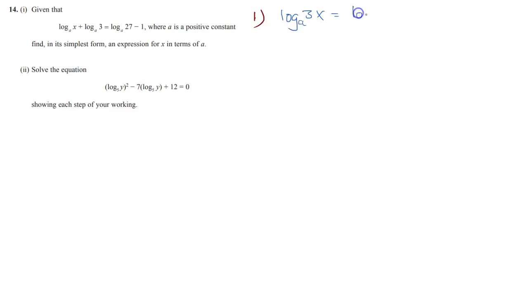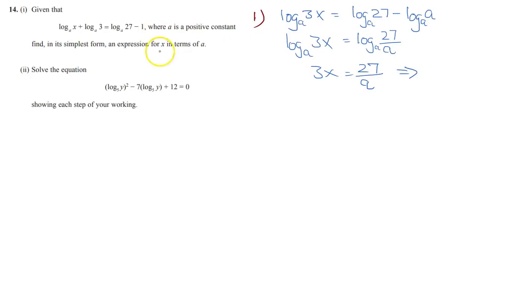is equal to log 27 base a, minus 1 can be written as log a base a. So log 3x base a is equal to log 27 over a, since log a minus log b is log a over b. So it means 3x is equal to 27 over a.